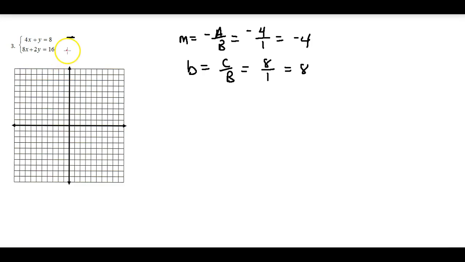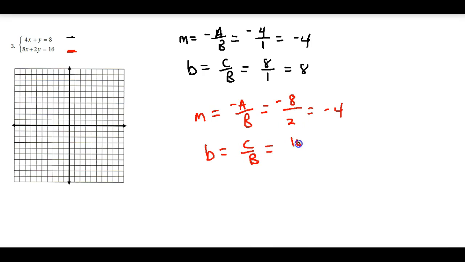We'll do the second equation in red, and we see that the slope for that one is negative a over b, which is negative 8 divided by 2, which gives us a negative 4. So the slopes are the same. And then the y-intercept is c over b, which is 16 divided by 2, which is 8. So we have the same slope and the same y-intercept, which means these are essentially the same line. So the answer for solutions would be infinitely many solutions.